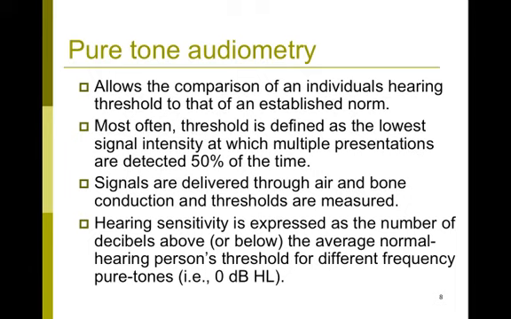And the hearing sensitivity that we assess is pretty much the number of decibels above, in some cases below, what we consider an average normal hearing person's threshold for different frequencies. And when we talked about the decibel scale, we talked about how we use the dB hearing level or dBHL scale for clinical audiology. And this average normal hearing person's threshold is 0 dBHL.